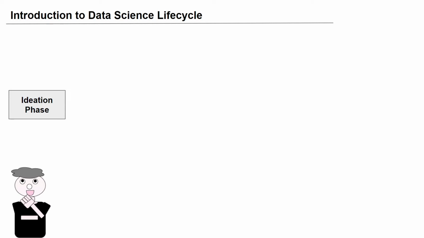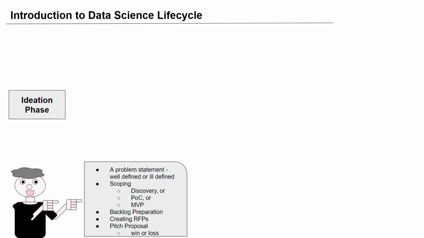So like almost every other project, a data science project also starts from the ideation phase. So let's try to understand what the ideation phase is. In this phase, the interest is basically to find out what the problem statement will be. Sometimes what happens is that your stakeholders will come with some very specific requirement, and that is when we can say that the problem statement is very well defined.